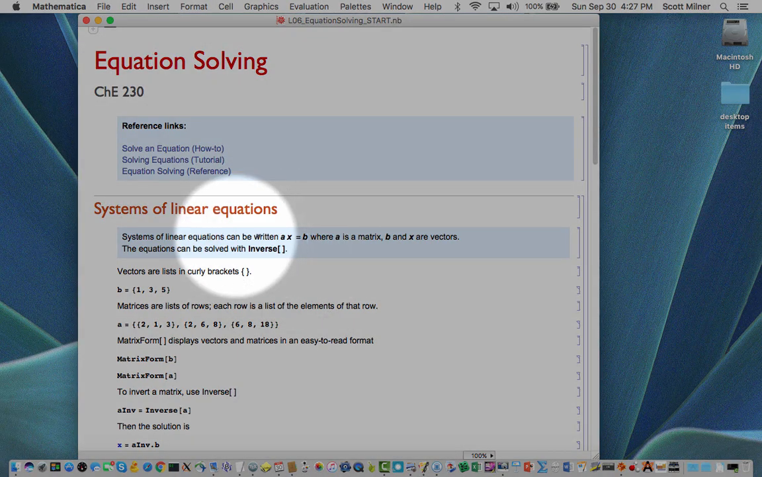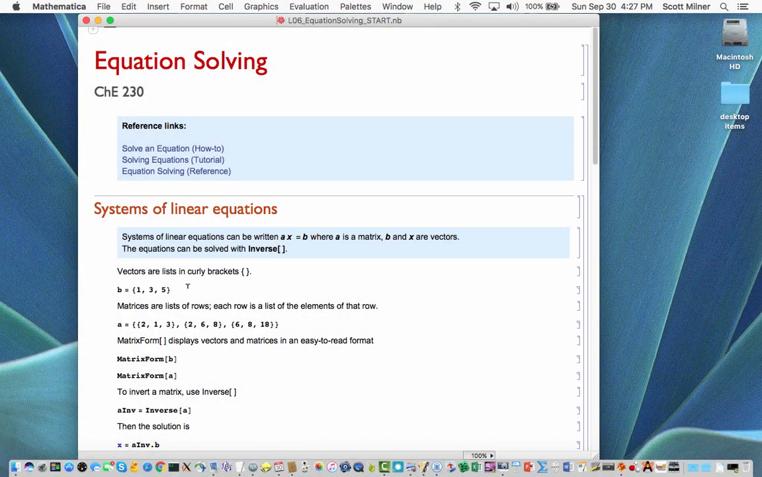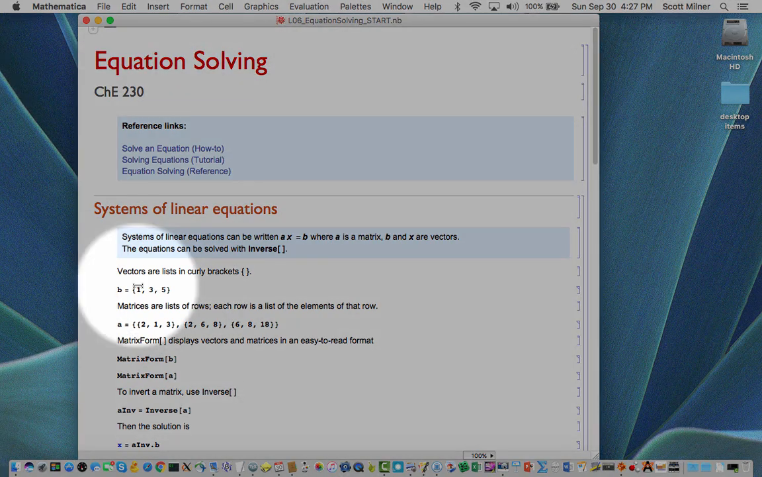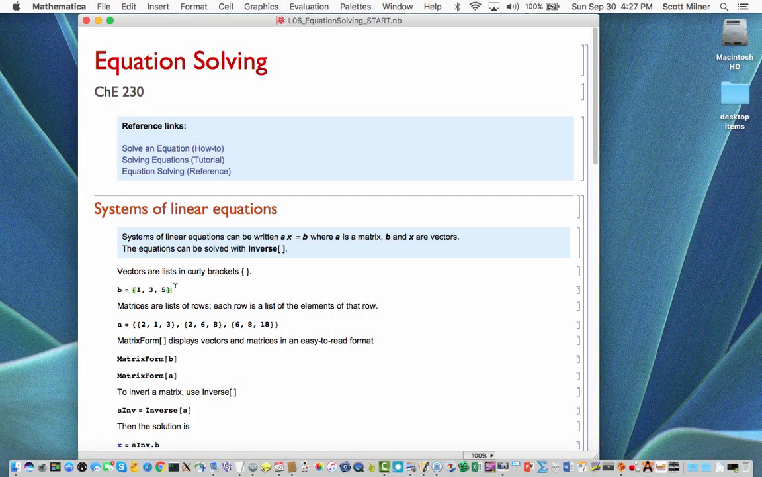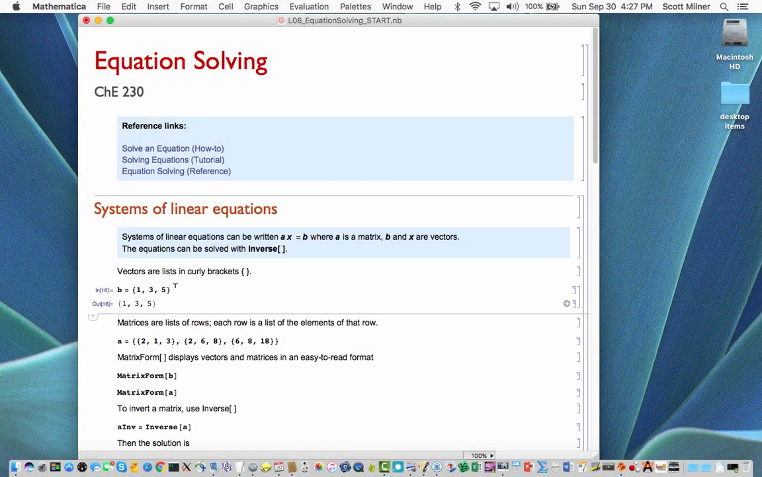So these equations can be solved by inverting the matrix A, and the inverse of a matrix can be constructed in Mathematica using the function Inverse. Vectors in Mathematica are written as lists of numbers delimited by curly brackets. For example, like this b, which I'm inputting as 1, 3, 5, a length 3 vector. Matrices correspondingly are lists of their rows, and so a list of lists, since each row is a list of the elements in that row, as this matrix A.